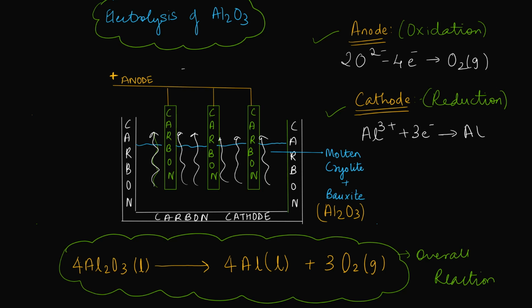As for the uses of aluminium, it can be used as a cooking utensil because it is a good conductor of heat. Also, because of its low density, it can be used to make aircraft bodies. So the uses can always be related to the properties. Well, that's all in aluminium extraction in today's video.